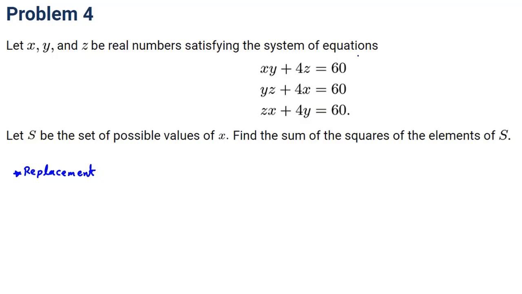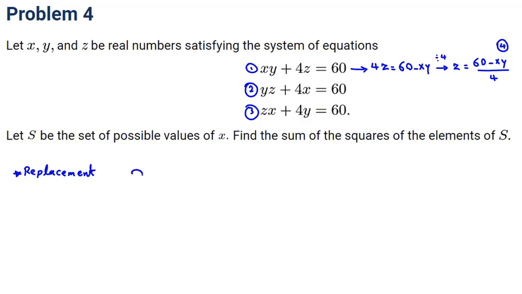How? From the first equation, I find z in terms of x and y. So we know 4z equals 60 minus xy if we subtract xy from both sides. And if we divide by 4, then z equals (60 minus xy) over 4. Now we replace in the second equation. So let's consider first, second, third, and now the thing here we reached was 4.